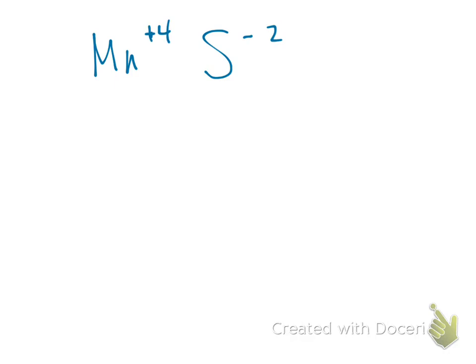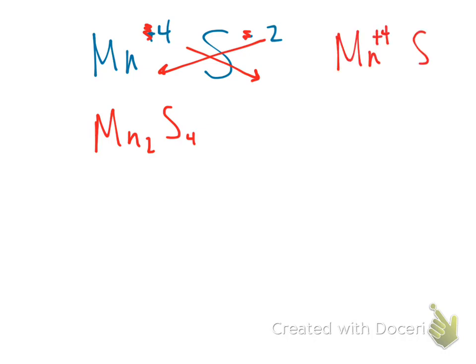So we're going to look at this kind of both ways. First way we're going to look at is the crisscross method, because I think most of you will use that. Disregard the plus and the minus, crisscross them down, and that gives us Mn2S4, right? Okay, if we look at them just in terms of charges, Mn +4 and S -2, how many sulfides do I need to balance out my manganese?